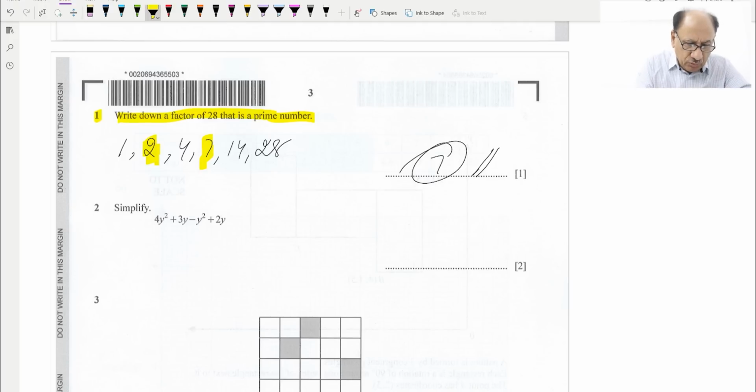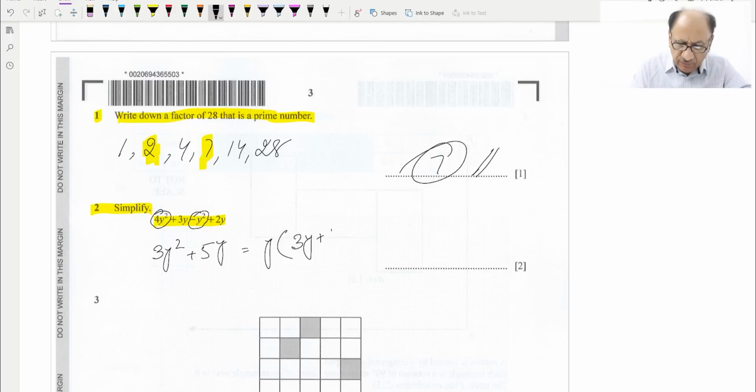Now question number 2, simplify. This expression is given, we need to simplify this. y squared plus 2y squared will be 3y squared, and plus 3y and plus 2y will be plus 5y, and this will be our final answer. We can also take y common, so y into the bracket 3y plus 5, and this will be our answer. This is a 2 marks part which we have done.